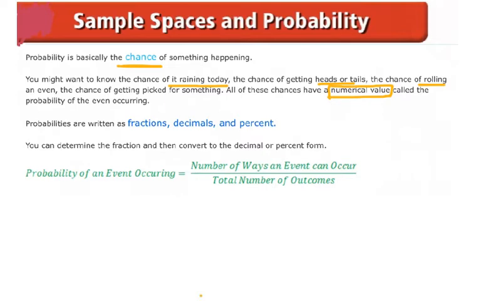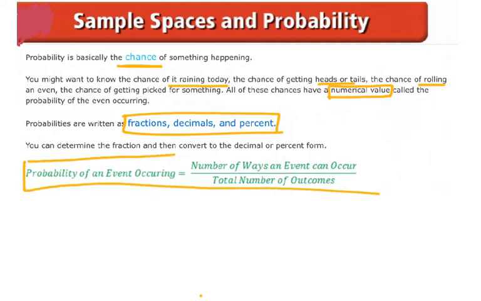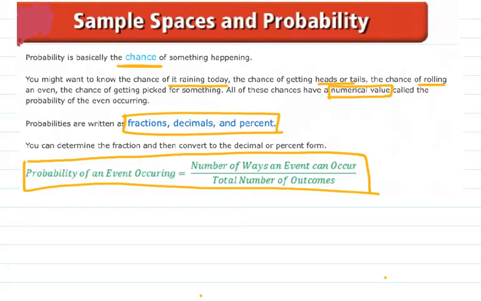And when we talk about probability, the answer could be in three forms: fractions, decimals, and percent. And how do we find the probability? There is a very simple formula. The probability of an event occurring is the number of ways an event can occur over the total number of outcomes. So if something happens 10 times and a particular event happens 5 times out of 10, that's the probability for that event.